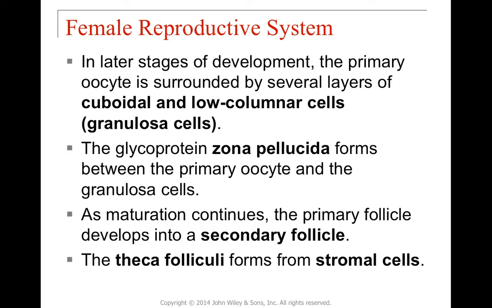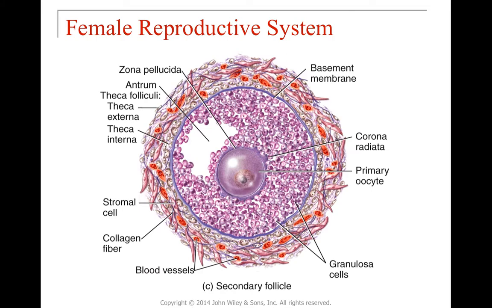But again, I digress. So as we continue with maturation, this primary follicle is going to turn into a secondary follicle, and then the theca folliculi are going to be formed, and that's going to be formed from the stromal cells. So that looks kind of like this. So here's the primary oocyte. It's surrounded again by that zona pellucida. That zona pellucida is going to be surrounded by what's called the corona radiata, which is around here. Then around that we have the granulosal cells, which are depicted in purple.